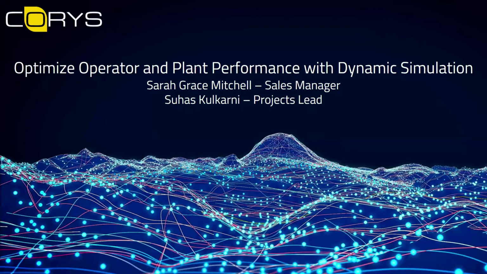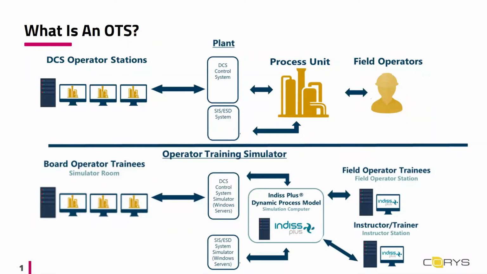So now I'll cover what an OTS is. If you compare it to a plant, it has process units like an FCC or a distillation unit. There are field operators who are in the field opening and closing valves or starting and stopping pumps. You have a DCS control system and you have an SIS or ESD control system. And then you have your DCS operator stations in your control room.